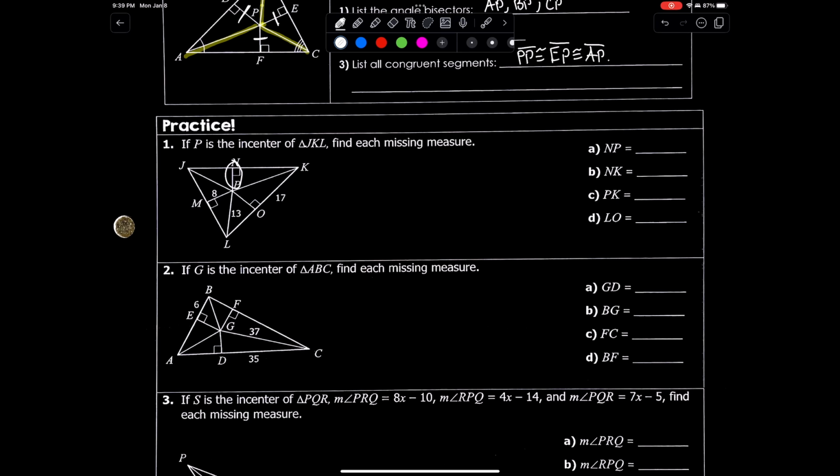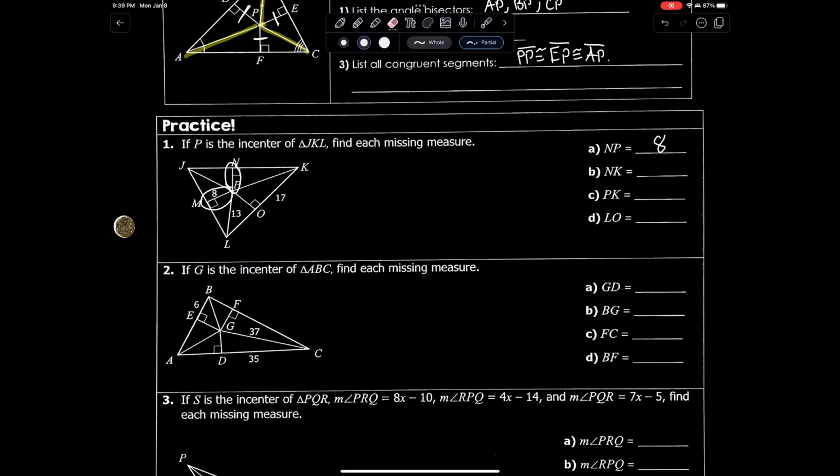And I know that's equal to all of the other distances from the incenter to the side. Oh, look, I've got one right there. That is the distance from the incenter to a side, which means these two lengths are congruent because P is the incenter. That's what it means to be the incenter. So this has to be 8.